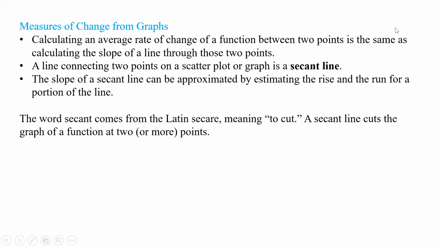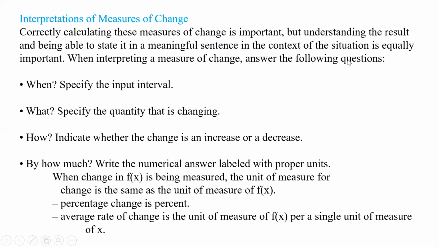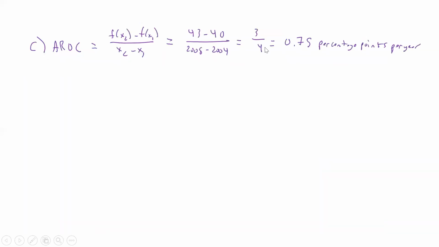Because remember, if we have it written over here, average rate of change is the unit of measure per single unit of measure of x. And so unit measure is percentage points and is per, and this is years. And so we're finding out how many years. So we're going to divide by 4 to get 1 year. And so that's going to be what we have for this first part. And so that is going to be our answer there. And then we have to write our sentence.